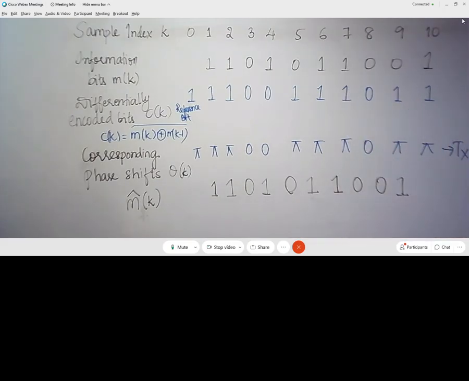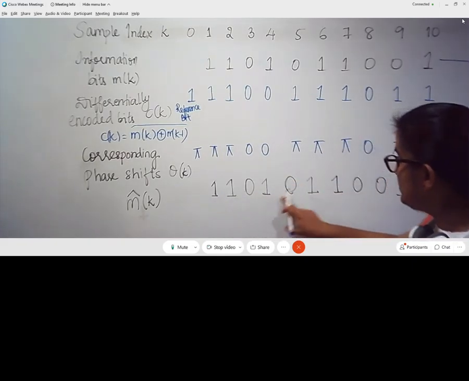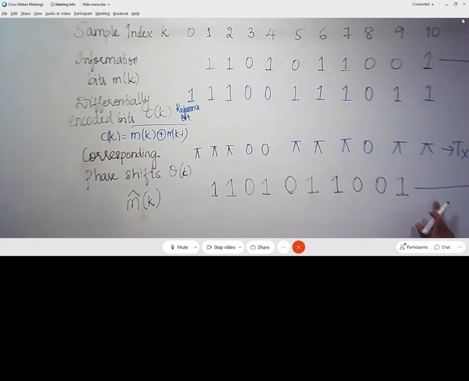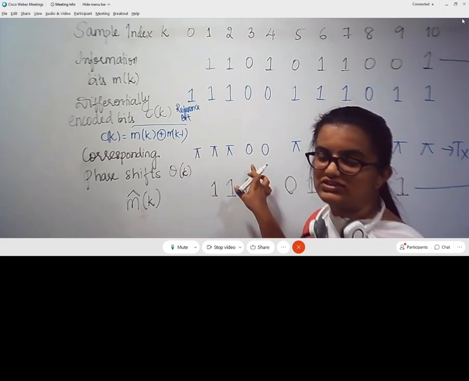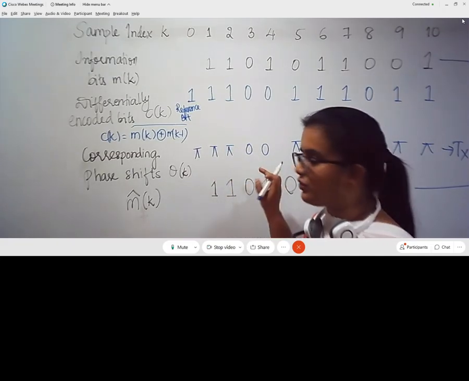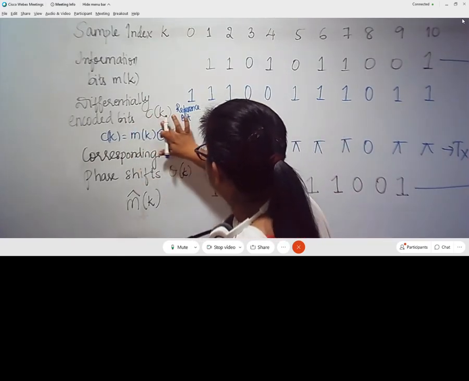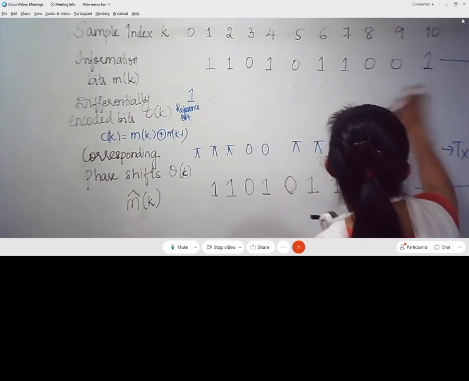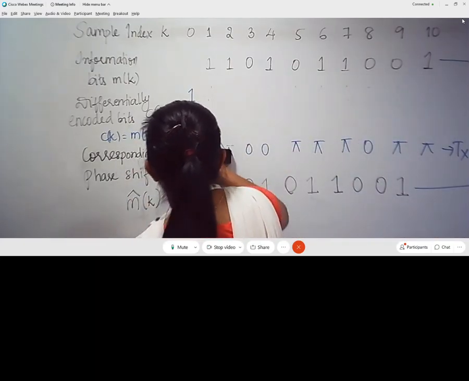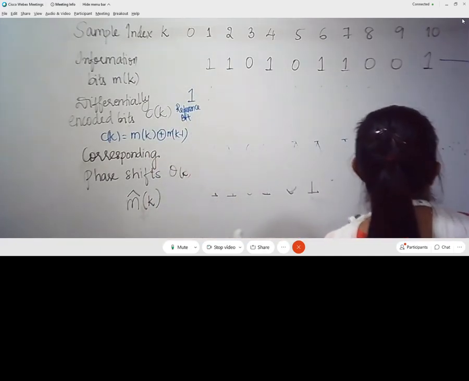So you can check the first line, that is m of k, and the last line, which is m cap of k. Both are the same: 1 1 0 1 0 1 1 0 0 1. Even if you make use of the XOR operation, you need to use the same algorithm to detect the information. In the XOR operation, it will be something like this. I'll just show you that example also. Let me show you the operation for the XOR.